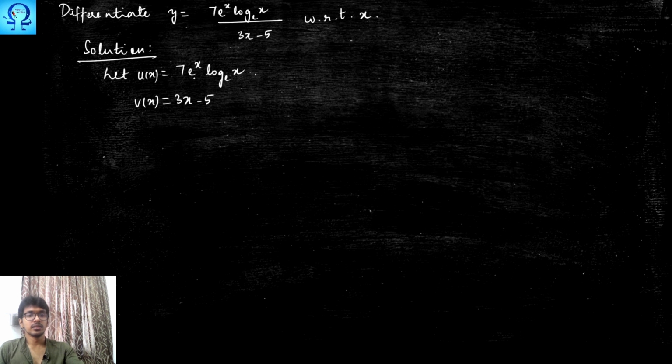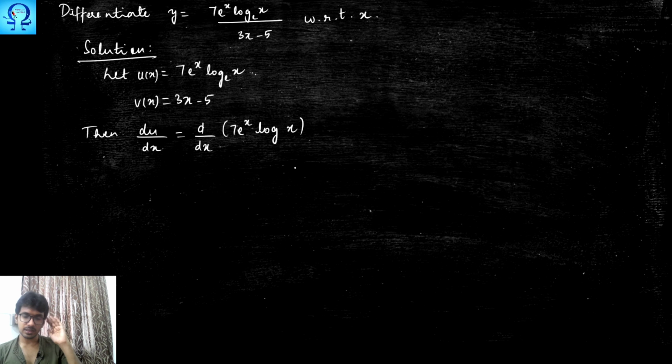But this u itself is a function of two terms. So what are we supposed to do? That matters when we proceed to calculate du upon dx. Next, we need to find du upon dx, which is going to be d upon dx of 7 e power x log x. So this is what we have to do. As of now, hope you have had the understanding. I can do it directly, but still I'll split these things.